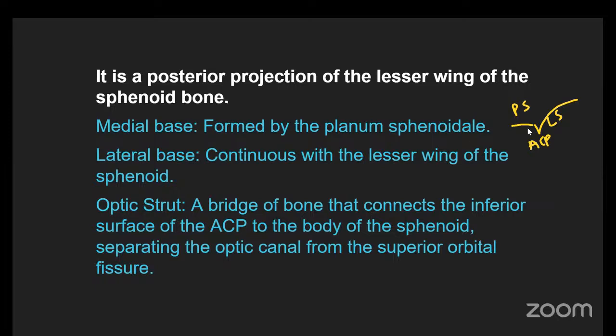If that went over your head, don't worry, we have a lot of images, but let me draw a very small optic canal somewhere here. Obviously, this is a rough illustration, but where the white dot is, this is the area of the optic strut. So we have the ACP. Medially, we have the planum sphenoidale. Laterally, we have the continuation of the lesser wing of the sphenoid. And inferiorly, we have the optic strut. Let's move on to some images so that it's clear.